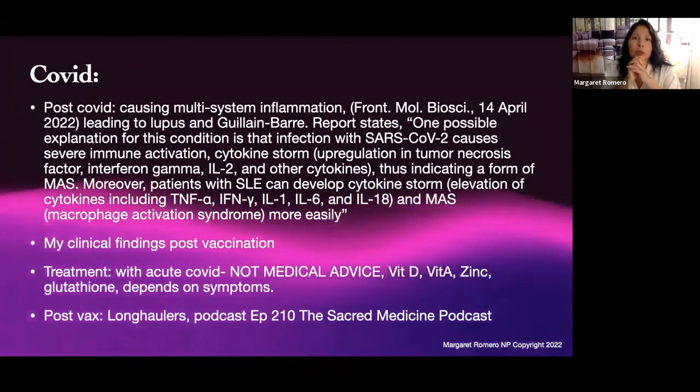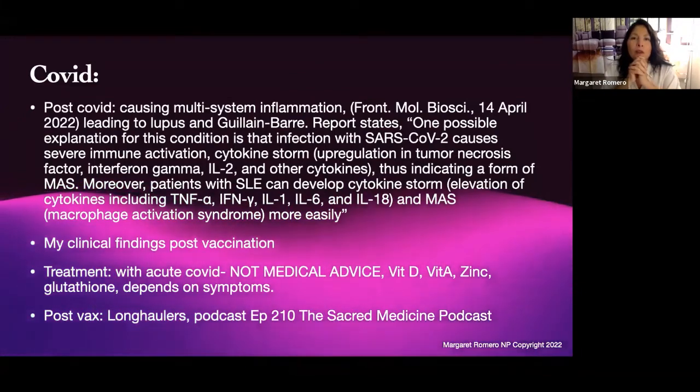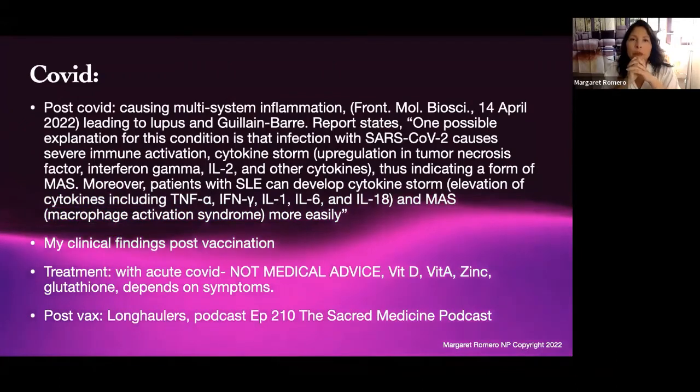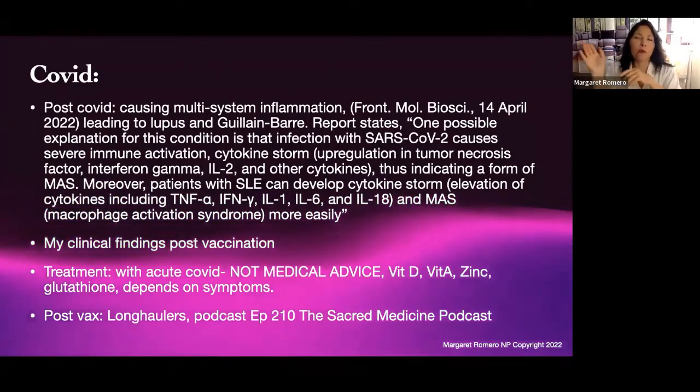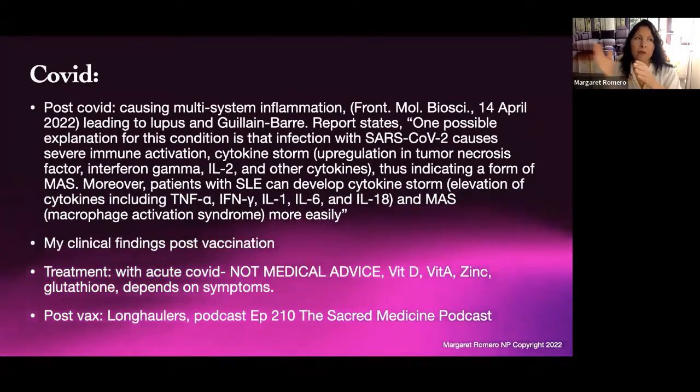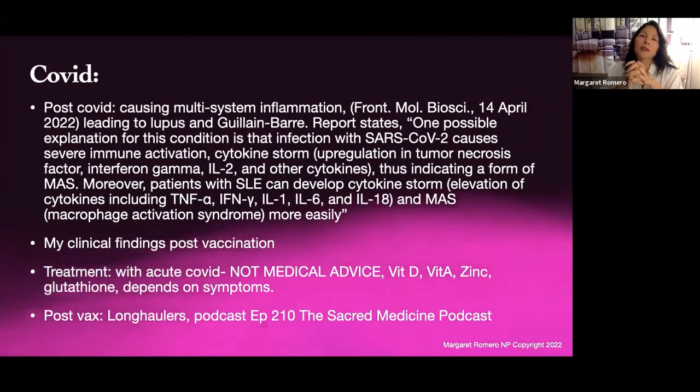I had a woman who, when she first started with me, could barely walk from her bedroom to the bathroom or from the kitchen to the bathroom. She was in so much pain. I got her to a place where she was able to walk for 4 hours in Disneyland. She decides to get the vaccine, and we're starting from square one. Literally 6 months down the drain. Symptoms came back, everything.